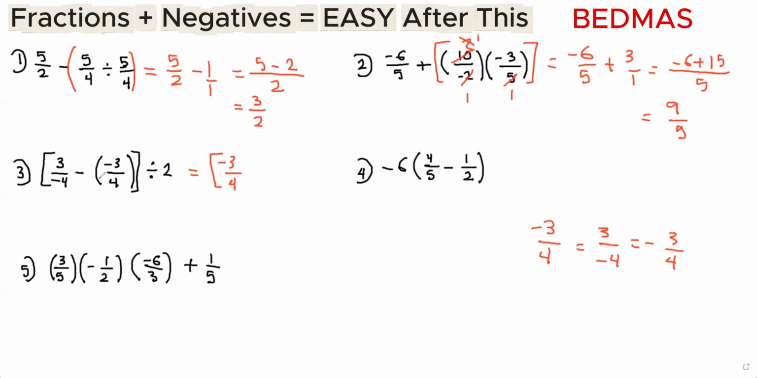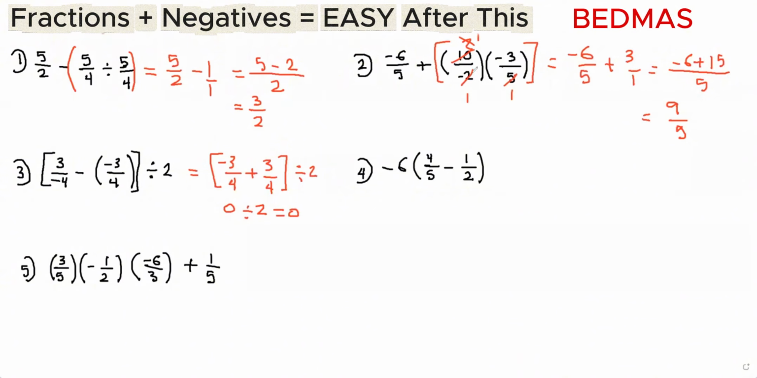Negative 3 over 4. And when you're subtracting and adding, you look at the two signs right here. If they are the same, the sign becomes positive. So that becomes plus 3 over 4, divided by 2. Now negative 3 over 4 plus 3 over 4 is going to give you 0. 0 divided by 2 is 0. So that's the answer for that one.